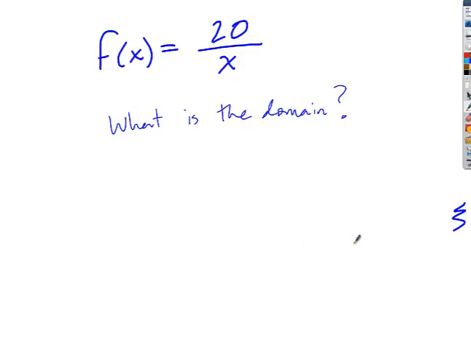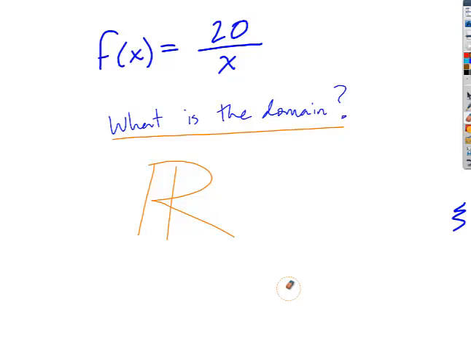So whenever I ask you this question, what is the domain, and I'm not giving you the picture, or the picture is not something totally obvious for what the domain is, you can probably just assume that the domain is all real numbers, unless we have some special reason to exclude certain values from that. Think about the set of all real numbers. All real numbers means everything.